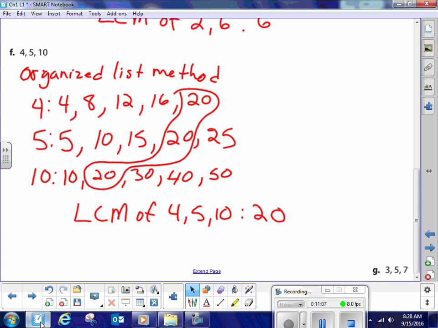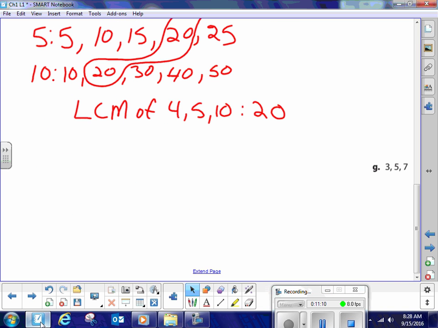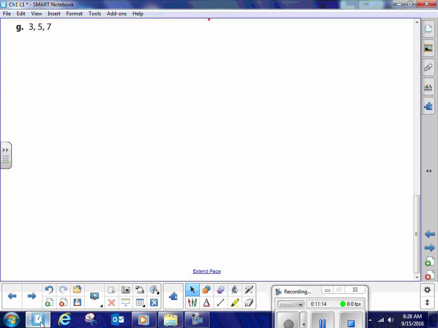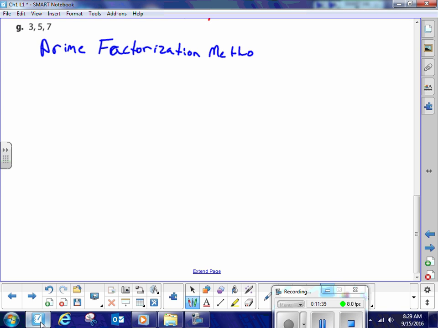Okay, now this last one is the one that I will be doing in class every time from here on out. I will not do any other way. I'm not going to waste my time doing the line method. I'm not going to waste my time writing out multiples, because that you can actually make a bigger mistake on. This right here is called the prime factorization method. Yeah, I can't spell very well, so I got to take my time. All right, prime factorization method.